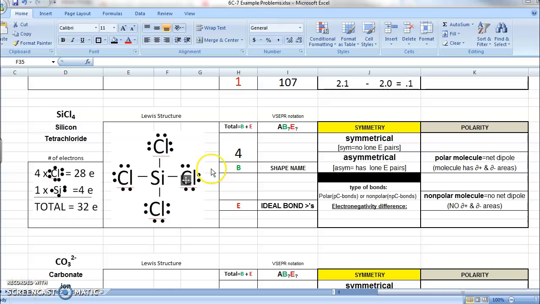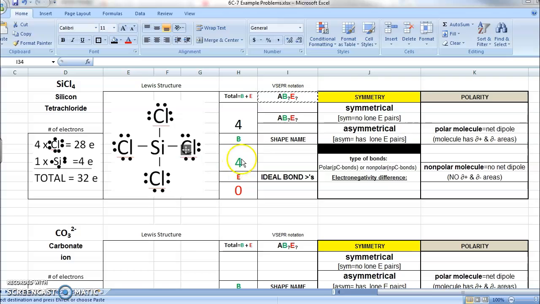With our total 4, we know that the 4 things are made up of all bonded atoms. So our B is 4. If we have 4 total things and all of them are bonded atoms, that means our central atom doesn't have any lone pairs, and we see that there are no lone pairs on the silicon. Our shape formula then, we take this 4 and insert it as a subscript by the B. The 0 we can insert as a subscript by the E, or we don't even have to put it on there. E0, we don't even need the E.